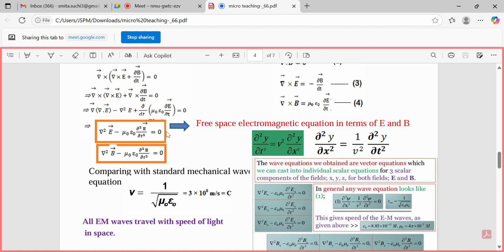If we compare these two equations with the classical wave equation, we get the speed of the electromagnetic wave in free space as 3 into 10 to the power 8 meters per second, which we know is the speed of light. So what we conclude is that in free space, the electromagnetic wave has wave characteristics and moves with the speed of light in free space or vacuum. Similarly, in the same way, we can find the electromagnetic wave equation in conducting and non-conducting media. Okay, thank you.